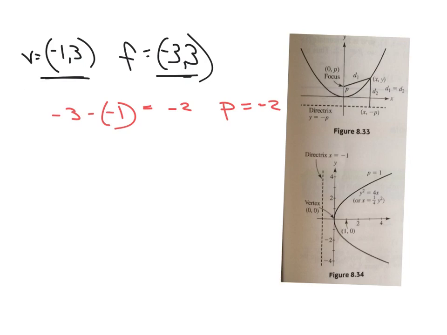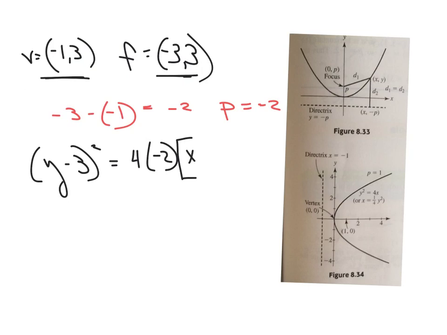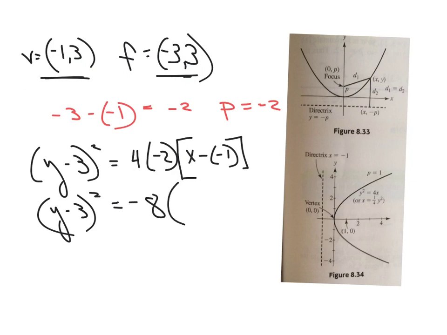So the standard form of the equation then is going to be y minus 3 squared equals 4 times -2 times x minus -1, which equals y minus 3 quantity squared equals -8 times x plus 1.